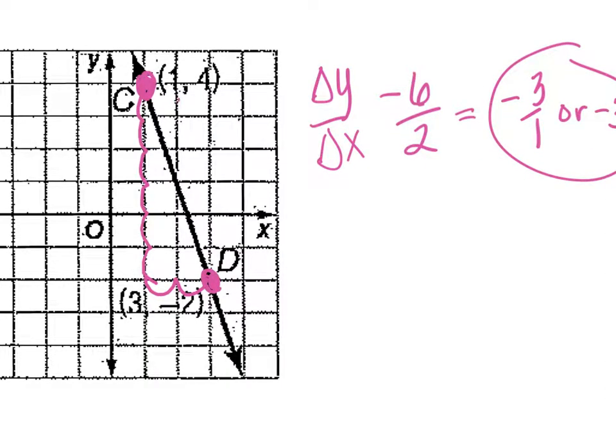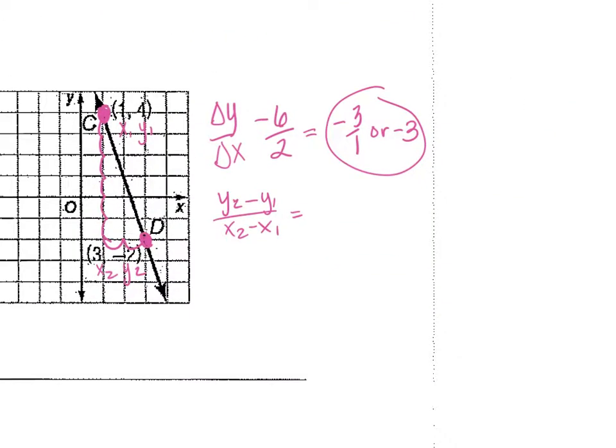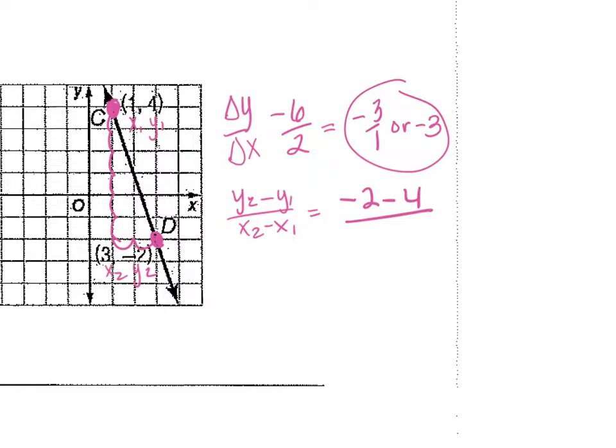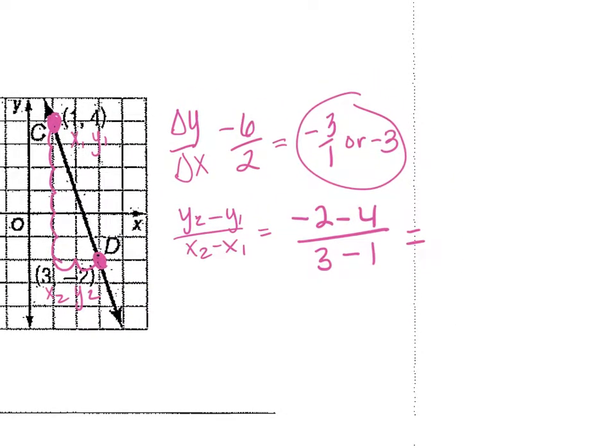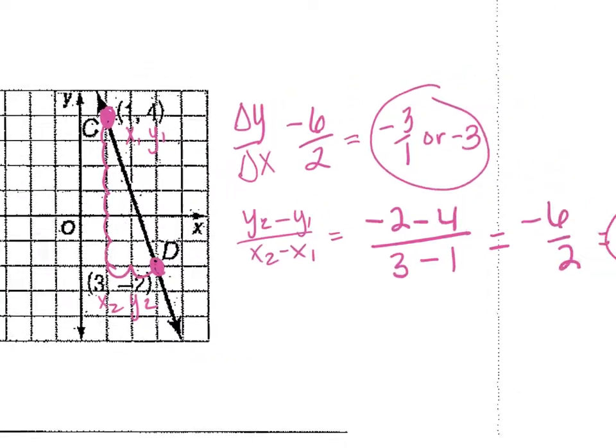You can do it the same way we did it up there. So x1, y1, label your points, x2, y2. And you can plug it into that formula. Does that make sense? So y2 is negative 2 minus y1, which was 4, over x2, which was 3, minus x1, which was 1. And you'll get the same answer either way, however you do it. Negative 6 over 2. So whether you use your points and that formula, or you count your rise to your run, you're going to get the same slope.